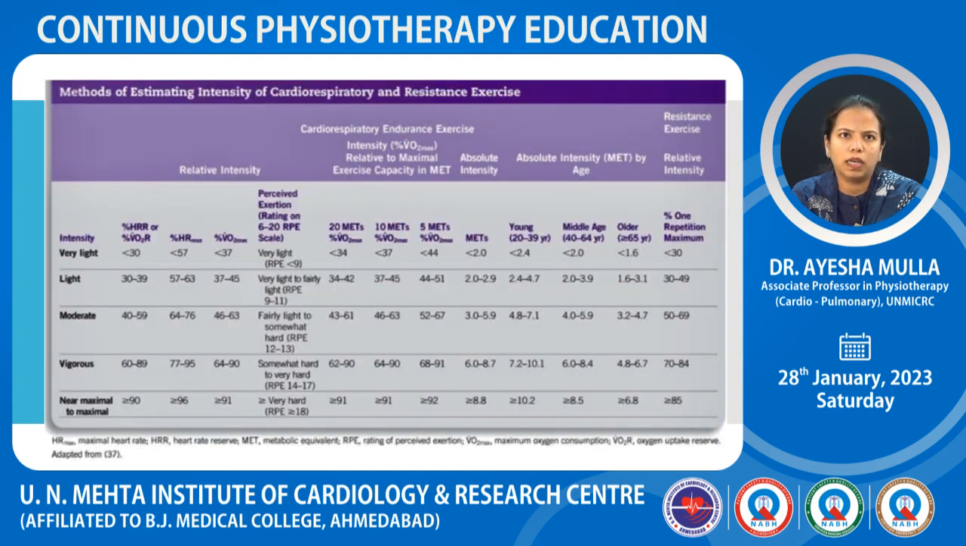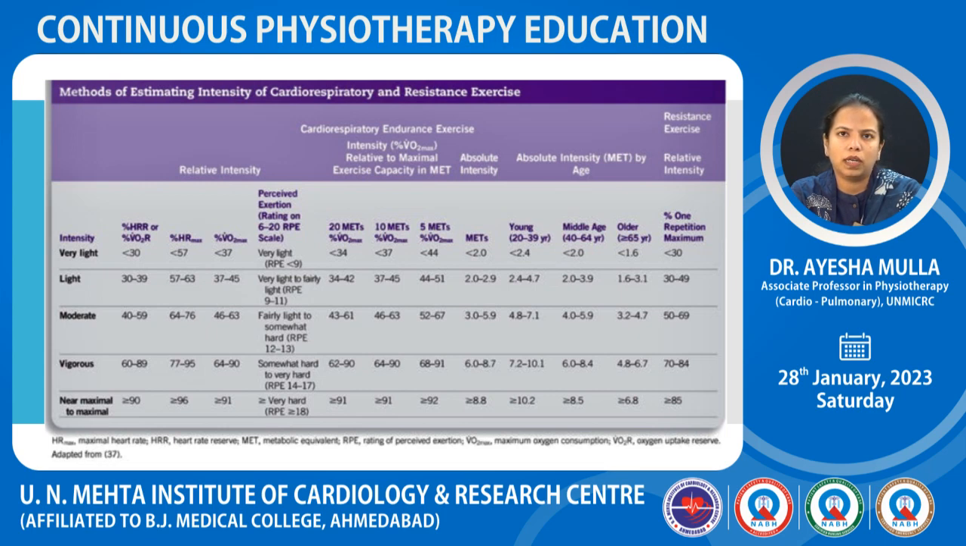Now here in this table we can see the different intensities defined as light, moderate and vigorous exercises. First is the percentage of HRR, second is percentage of HR max, percentage of VO2 max, and RPE, the most important when we are prescribing the exercise without testing. So here we can say that the RPE value gradually increases from very light to vigorous intensity. RPE less than 9 is considered very light activity. From 9 to 11 is light activity. Moderate activity includes the scale of 12 to 13 and vigorous intensity is between 14 to 17.